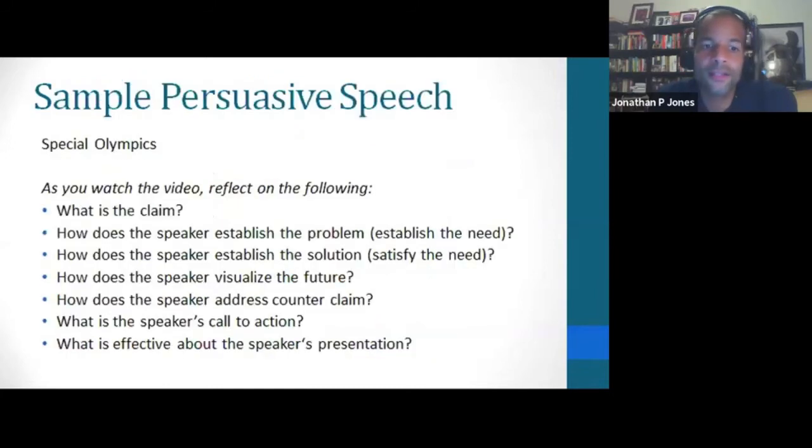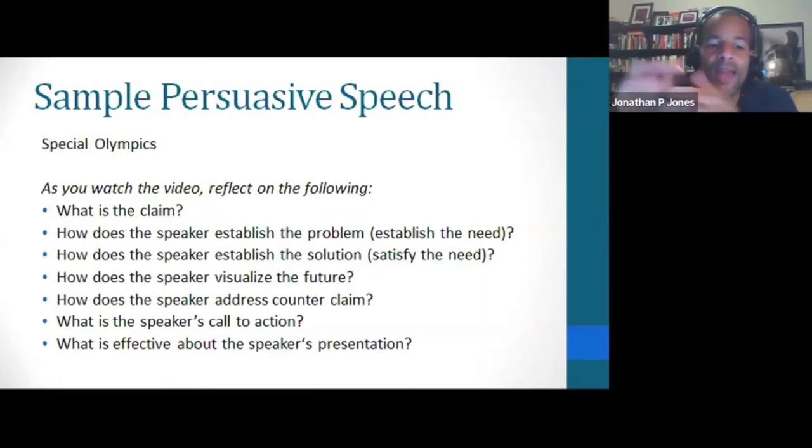Okay, so let's look at a sample. In this video that we're going to watch, there is a young woman who is speaking about an organization that is very dear to me personally called the Special Olympics. And so while you're watching the video, I want you to be thinking about all these new pieces, this Monroe's motivated sequence, what's going on here. So what's her claim? What is the problem? What is the solution? Does she visualize the future? Does she address the counterclaim? How does she do that? How does she tell us that some people think, oh, I can't do this? But here's how you can do it. How does she do that?